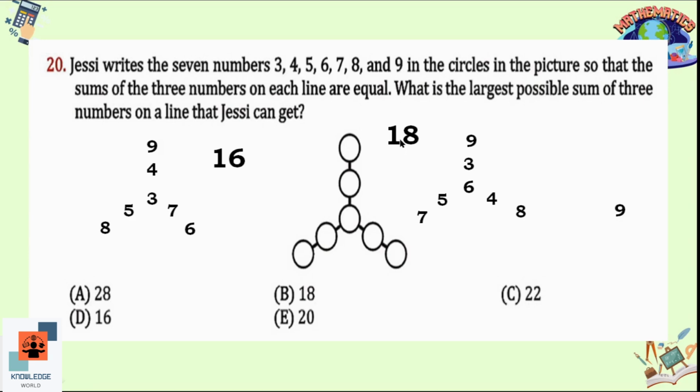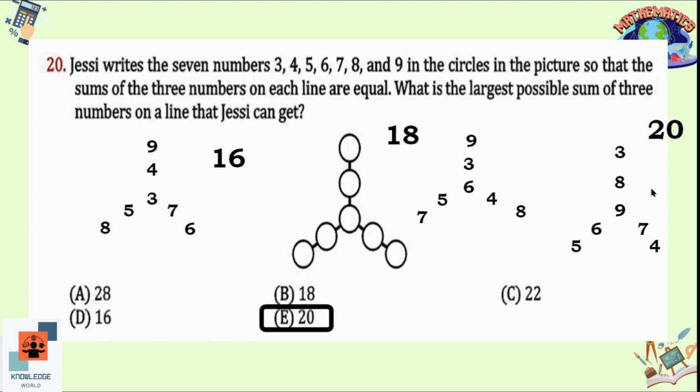Now we can try another combination in which 9 will be written in the center and 8 and 3 will be written in the upper circles. The total is equal to 20. So 9 plus 6 plus 5 is also equal to 20. 9 plus 7 plus 4 is also equal to 20. So here we have tried three combinations. So 20 is the biggest of all. So option E is the correct option here.